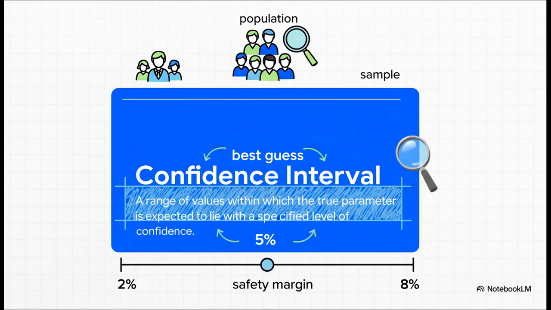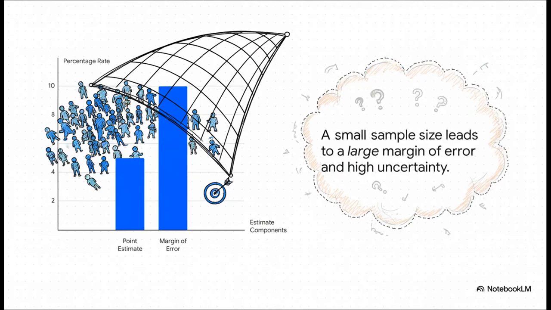It takes our best guess, that 5%, and it builds a safety margin around it. It's our way of saying, look, our best guess is 5%, but we're pretty darn confident the real truth is somewhere in this net, maybe between, say, 2% and 8%. But, and this is a huge but, the size of that safety net, that margin of error, depends almost entirely on how much data you have.